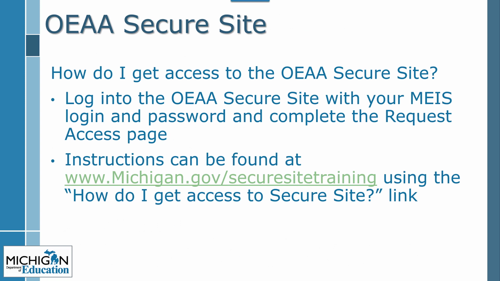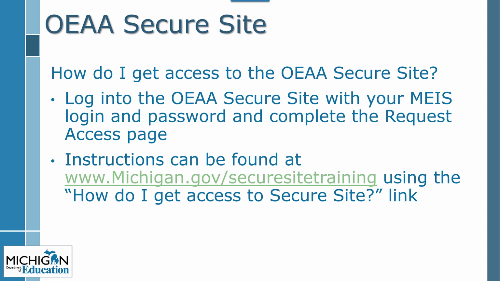You'll need access to the OEAA Secure site throughout testing. If you don't already have access, this slide tells you how to fix that. You log into the OEAA Secure site using your MEAS login and password. That will bring up the Request Access page, which gives you direction for how to request access. If you need detailed instructions or additional help, then the Secure Site training page can help you.